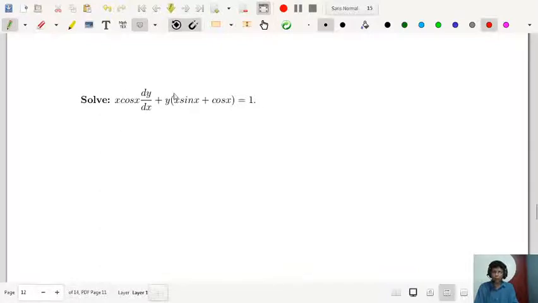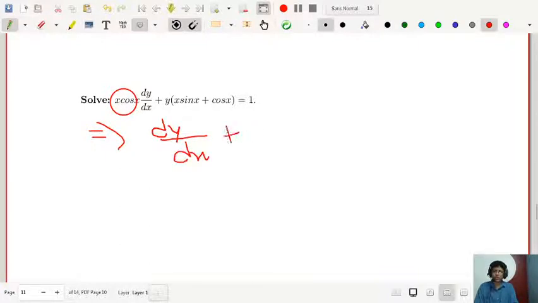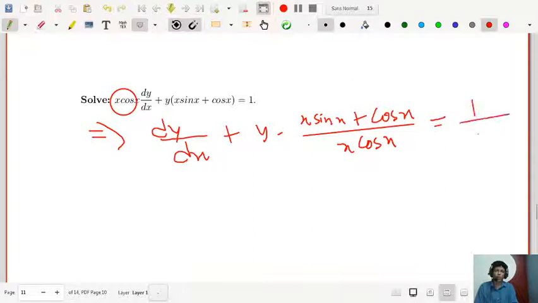So there is a problem of this. This is the equation. First you have to free this dy dx from x cos x. You have to remove this x cos x from this equation. So let us divide by x cos x. So dy dx plus y into (x sin x plus cos x) by x cos x equal to 1 by x cos x. Okay, so this is your p, dy dx plus py equal to q.